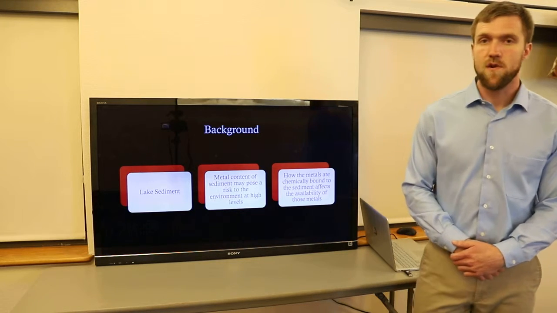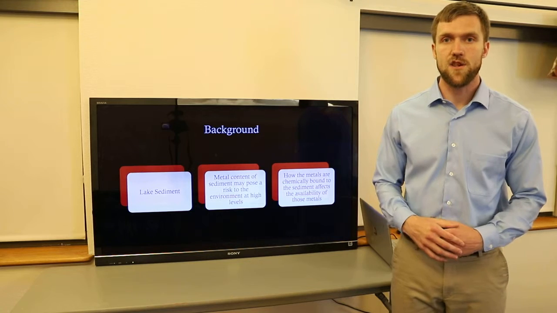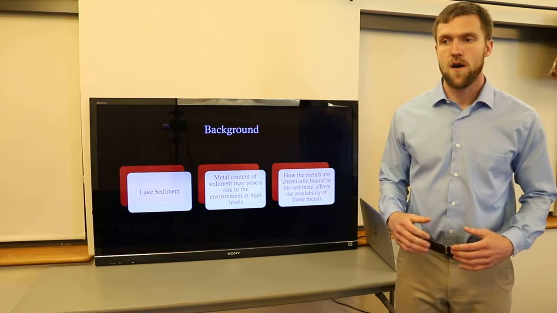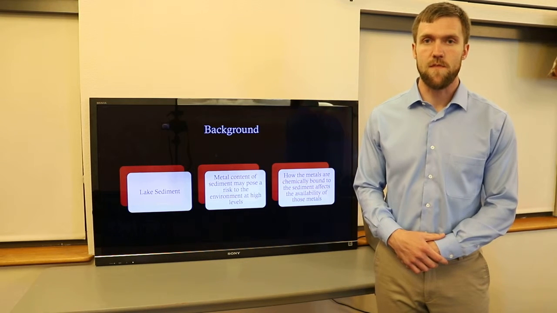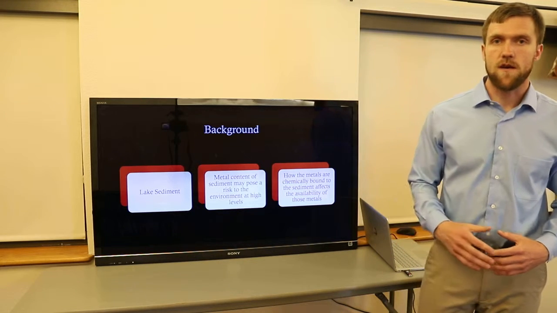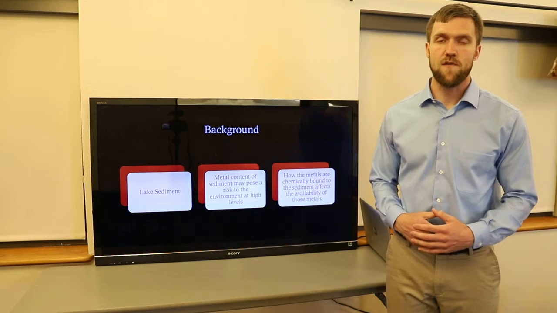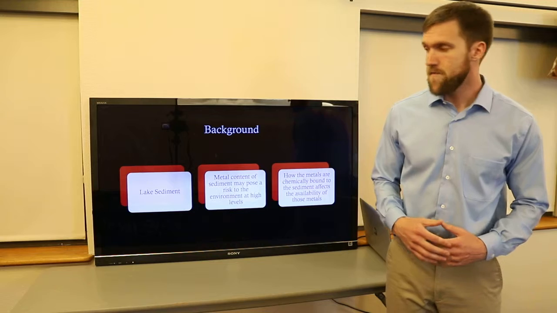Lake sediment buildup occurs from runoff through surrounding geological structures and inflow from the stream. So the geology of the region really has an impact on what type of sediment we see in these reservoirs. The metal content of the sediment is also important because at high levels it can pose a risk to the environment and the surrounding wildlife.